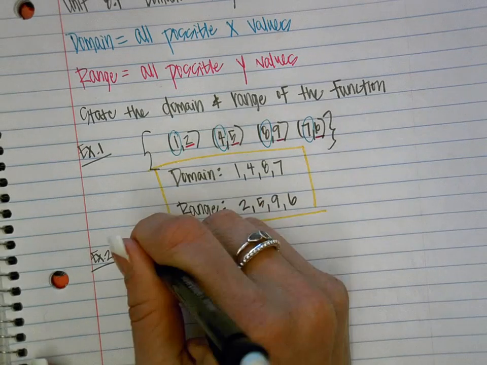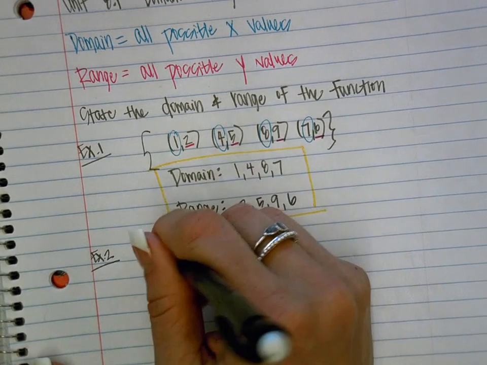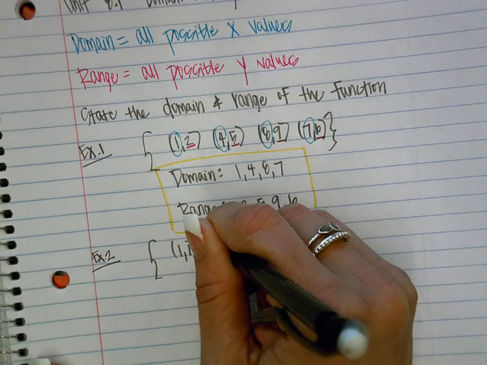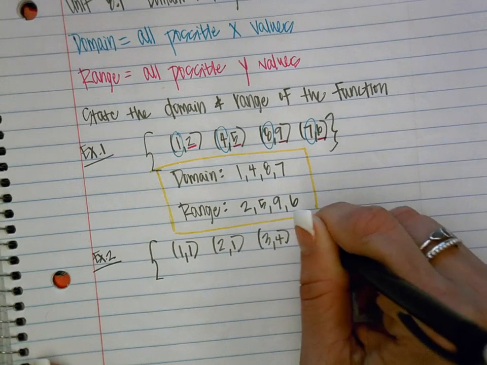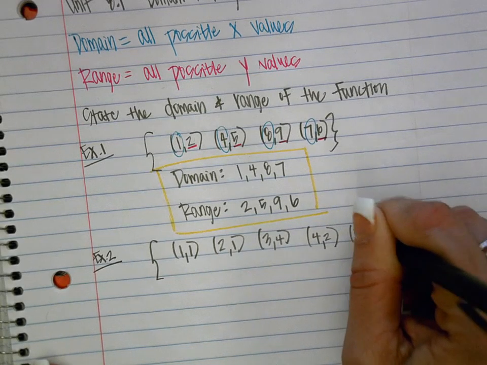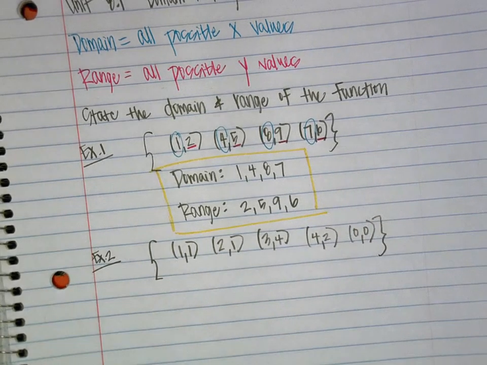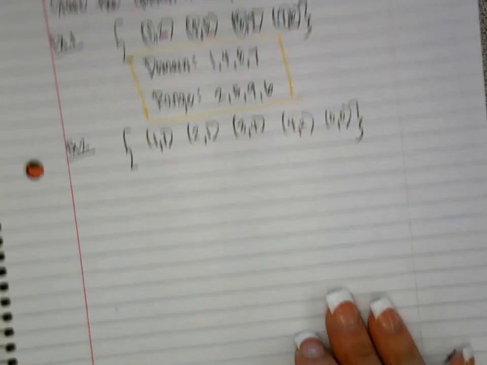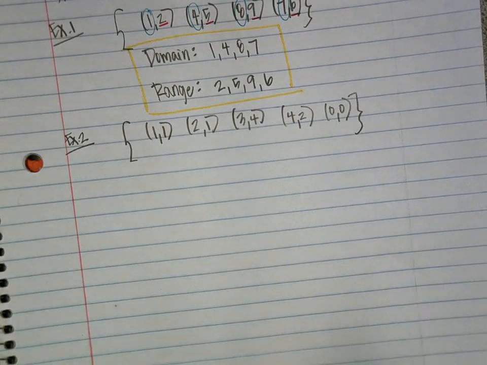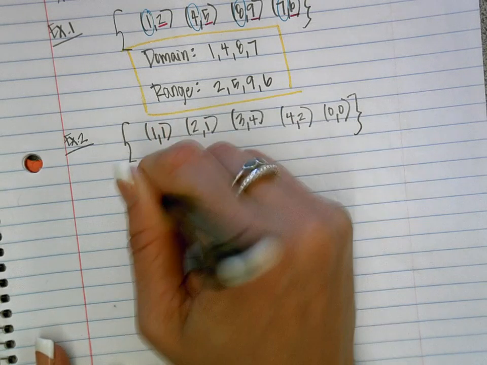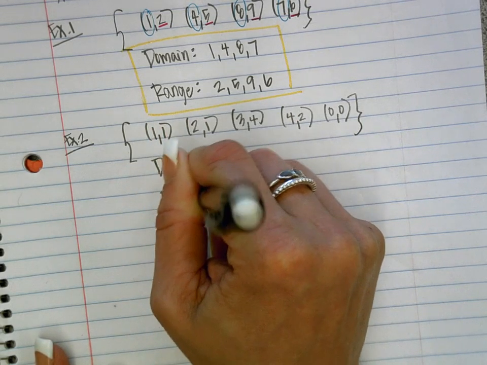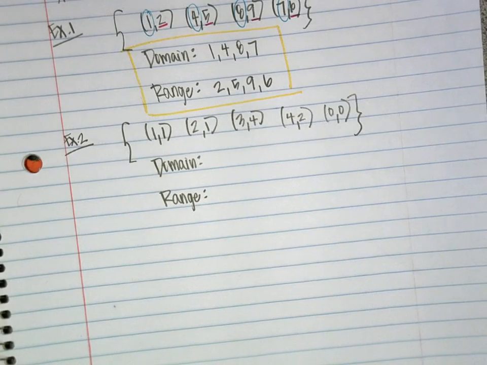Okay, for number 2. Again, I'm going to give you a list of points. So 1, 1, 2, 1, 3, 4, 4, 2, and 0, 0. Okay, once you have a list of values, I'm going to ask you to state the domain and the range. Okay, state the domain and state the range.